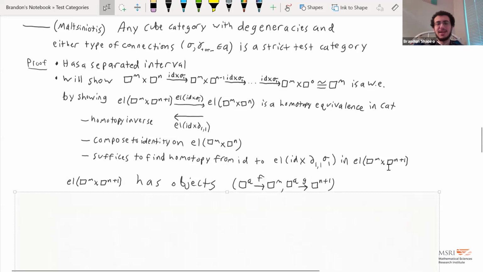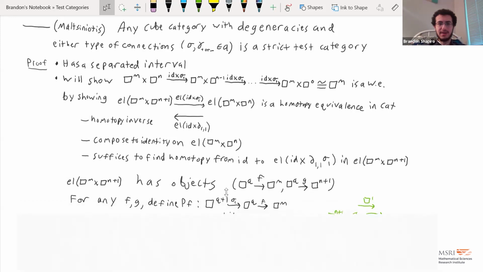So first of all, what does this category look like? It's the category of elements of the m cube cross the n plus 1 cube. An object in either of these representables is a map from some cube, say q, to the m cube, and then likewise from the same q to the n plus 1 cube. This is an element of this product presheaf, and therefore an object in the category of elements. And the morphisms just correspond to precomposing these f and g with maps in our cube category.